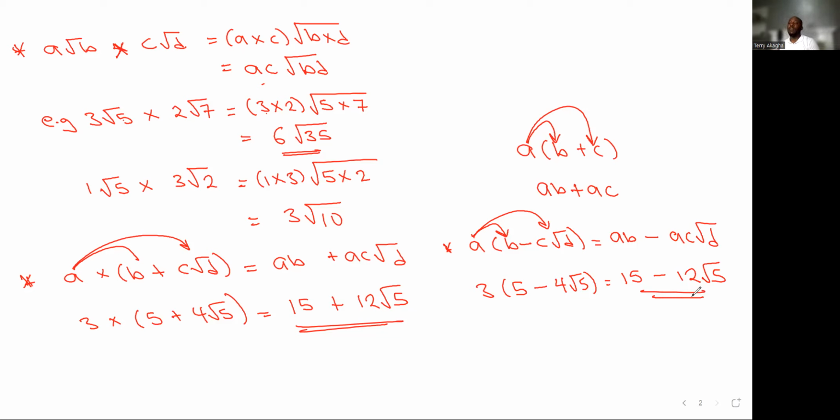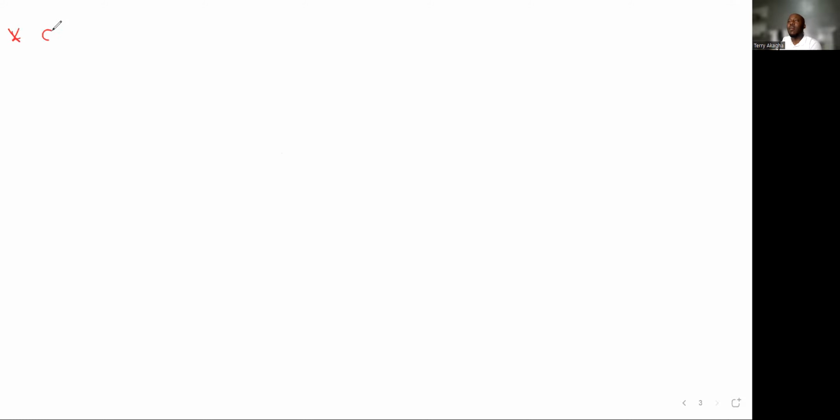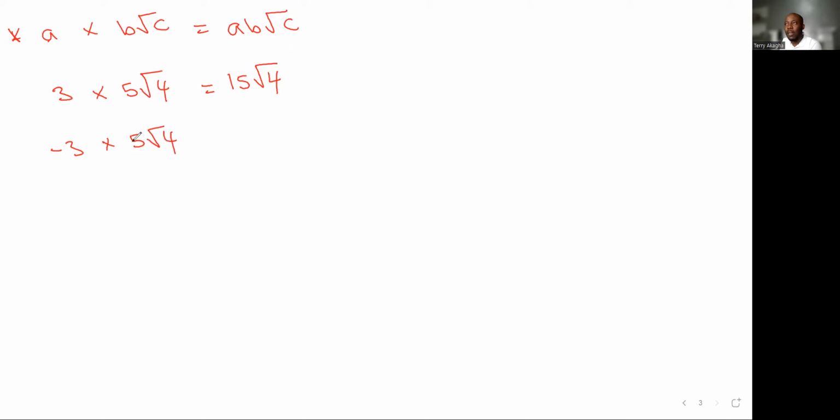Now that is the concept there. So that is how you do that. And I just want to show another one just to throw it in the mix. So if you have, let's say, A multiplied by B root C, and that will give us AB, okay? Root C, the A will multiply the B. So if you have 3 multiplied by 5 root 4, it will be 3 times 5 will give us 15 root 4. Let's say we have minus 3 multiplied by 5 root 4. Minus 3 times 5 will give us minus 15 root what? 4. And so on and so forth.